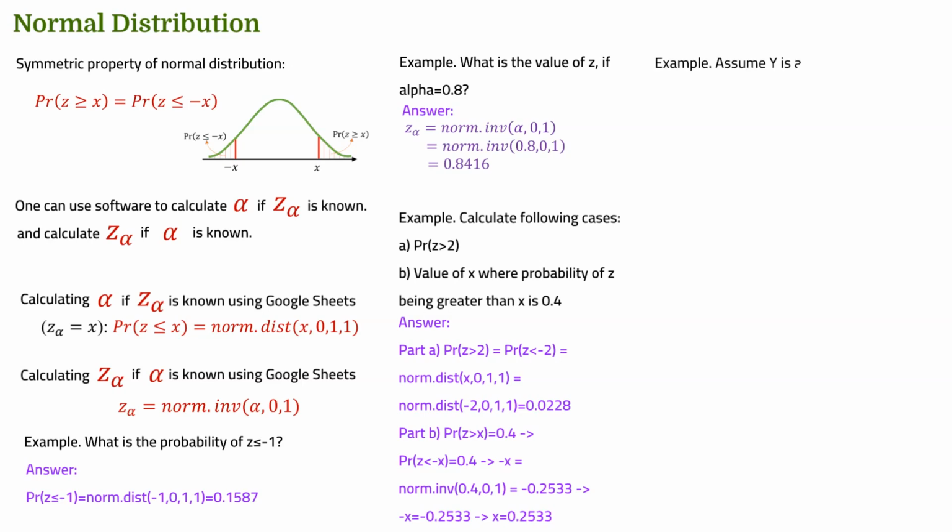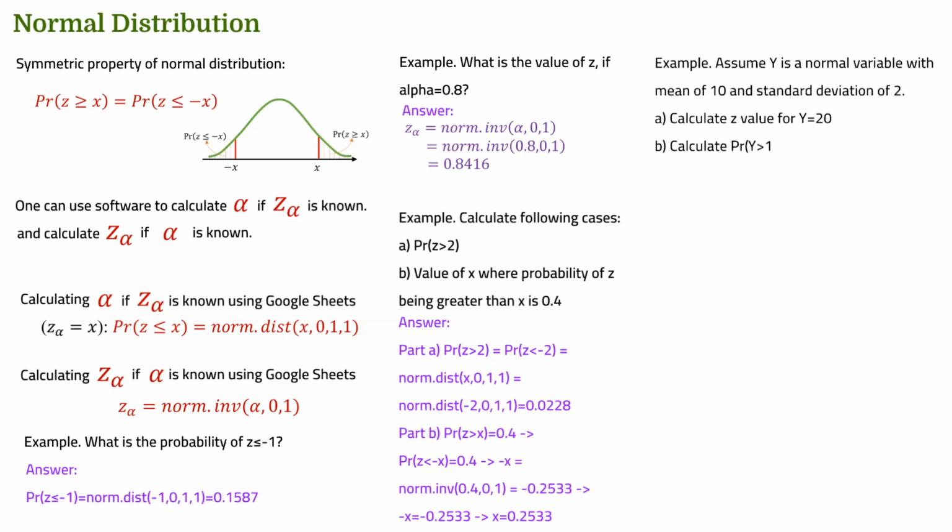Here's another example. Assume Y is a normal variable with the mean of 10, mu is equal to 10, and a standard deviation of 2, sigma is equal to 2. A, calculate Z value for Y equal to 20. B, calculate probability of Y greater than 11. C, calculate probability of Y less than 6. D, Y such that alpha is 0.95.